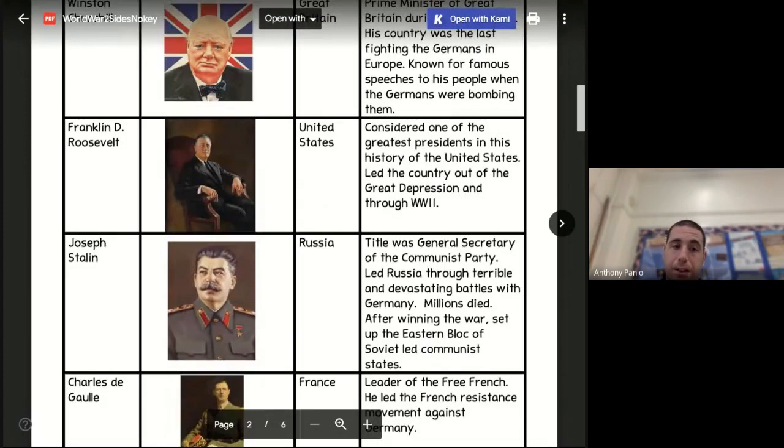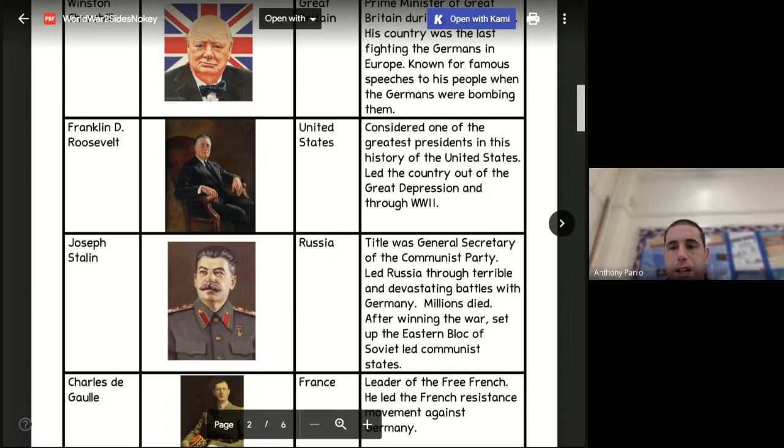Joseph Stalin, not to get too much into him right now, we will later. He was the leader of the Soviet Union, and he was the general secretary of the Communist Party. He was a dictator. Okay, we should remember yesterday, dictator is someone with full authority over his country, and Joseph Stalin was one of those. He led the Soviet Union through terrible and devastating battles with Germany. Millions, not thousands, millions died from this.